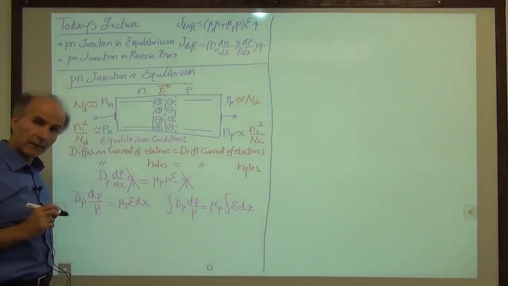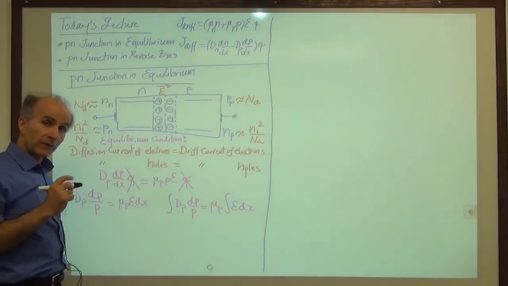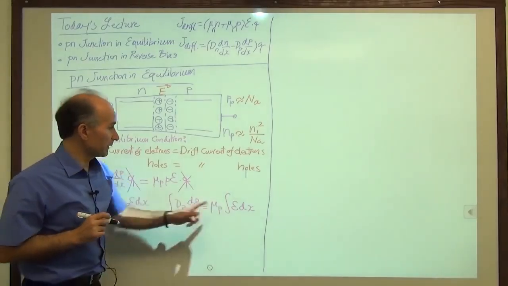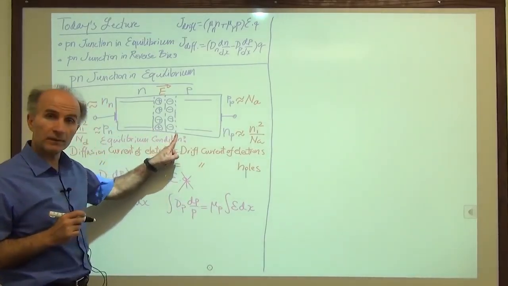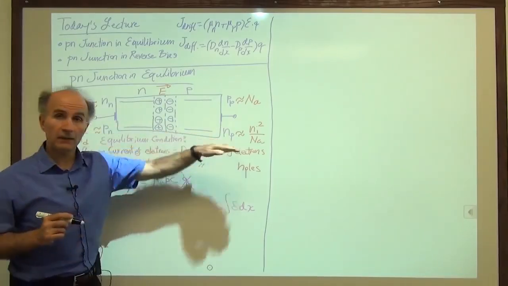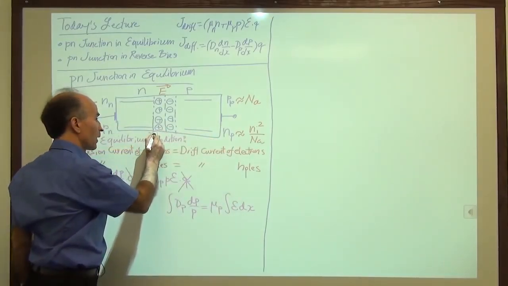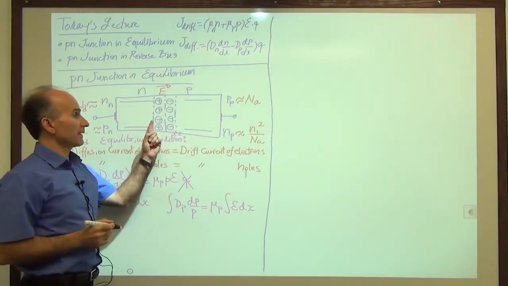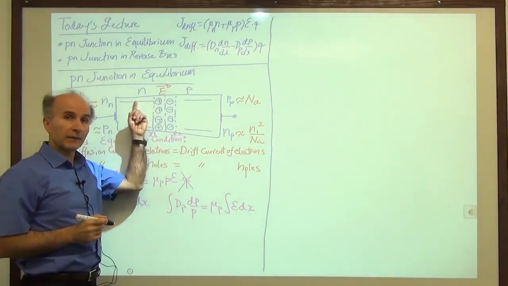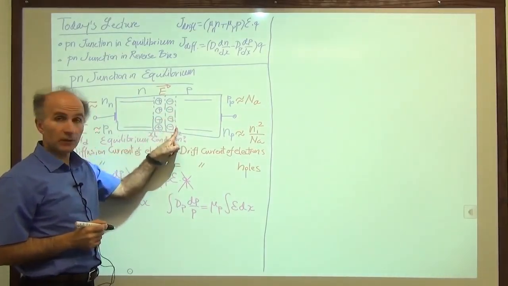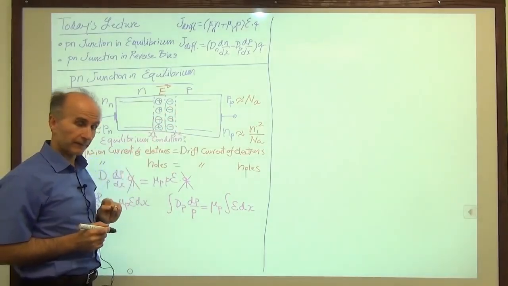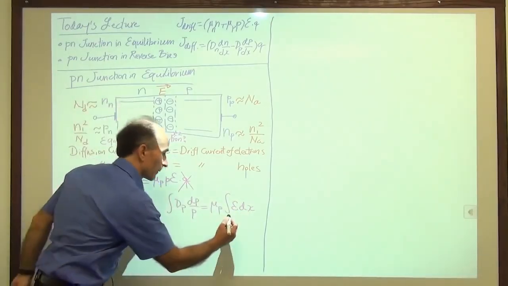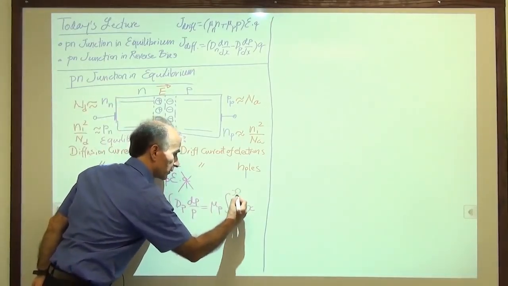We integrated both sides. Now, we are integrating from a certain limit to a certain limit, so we have to look at our integration limits. I will perform this integration from here to here. So this is the x dimension. I will call this x1 and this one x2. x1 is this edge of the depletion region inside the n-type material, and x2 is this edge of the depletion region inside the p-type material. So because this integration is with respect to x, I am integrating from x1 to x2.